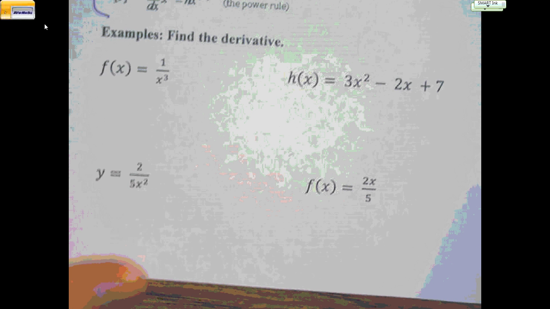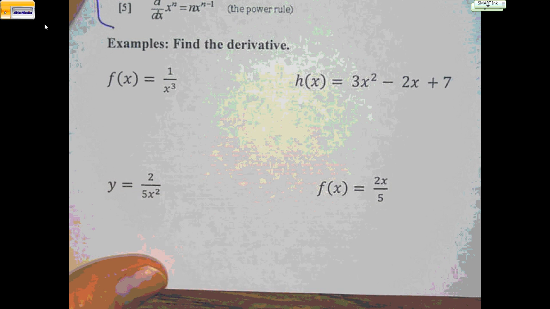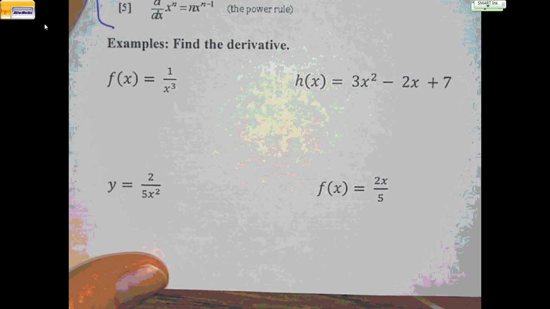So let's look at these little guys right here. Find the derivative. You guys do the first one. This is a lot like one at the top.